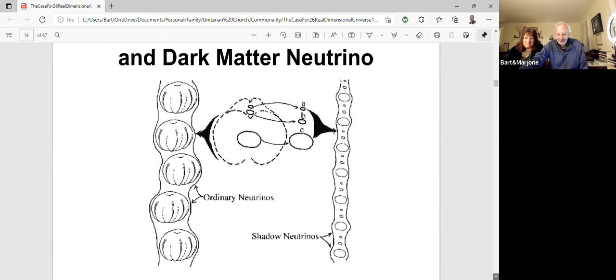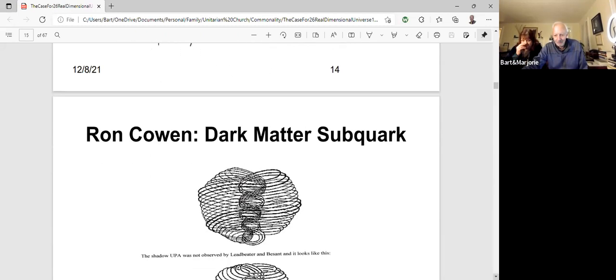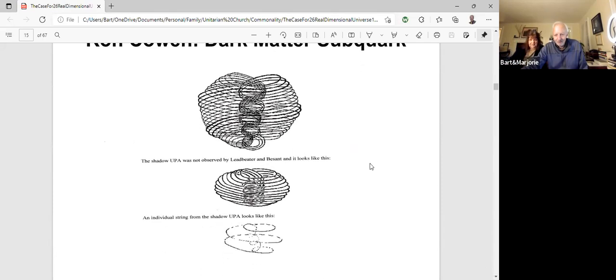Right. And Ron looked at the strings, and it looks like the strings are actually made up of these neutrinos in these configurations for both, but there's ordinary matter neutrinos that are in some sense bigger than the shadow matter or dark matter neutrinos that make up those strings here. And so it goes. So here is his picture of it. The top is the picture of a matter subquark with its 10 strings. Below it is a picture of the dark matter or shadow matter, which only has 5 strings.